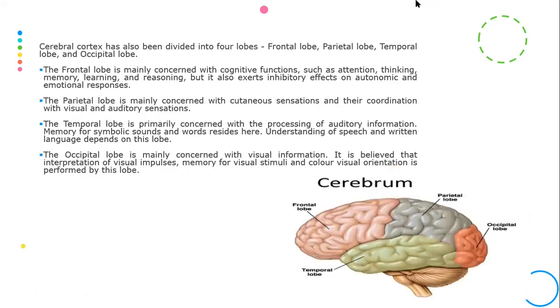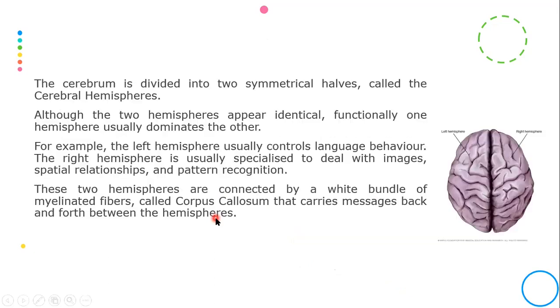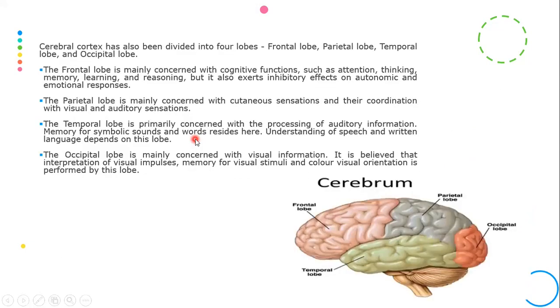And in the next slide, we see the cerebral cortex. In the earlier session, we discussed that the cerebrum is also called the cerebral cortex. The cerebral cortex has been divided into four lobes. These are the colors which give you a better understanding: frontal lobe, parietal lobe, temporal lobe and occipital lobe.